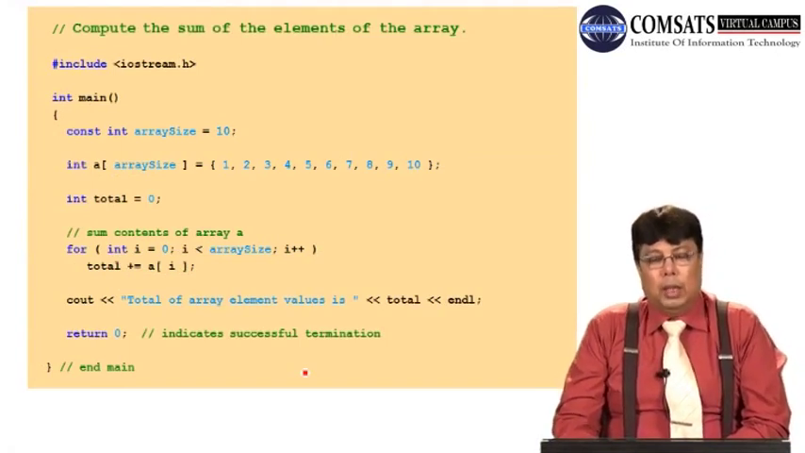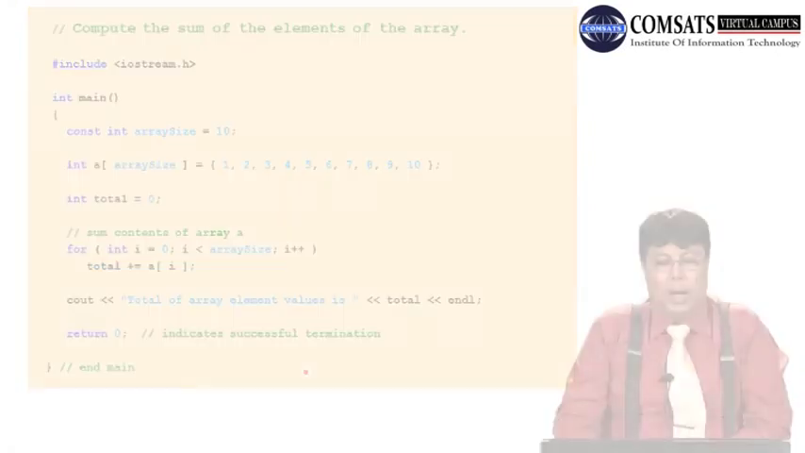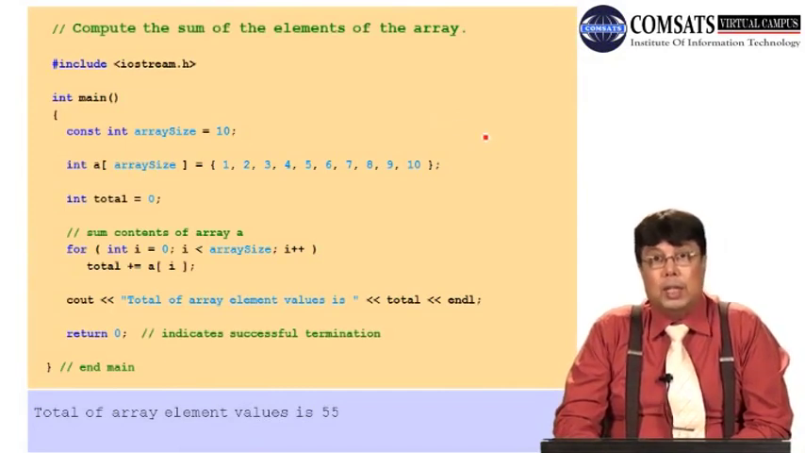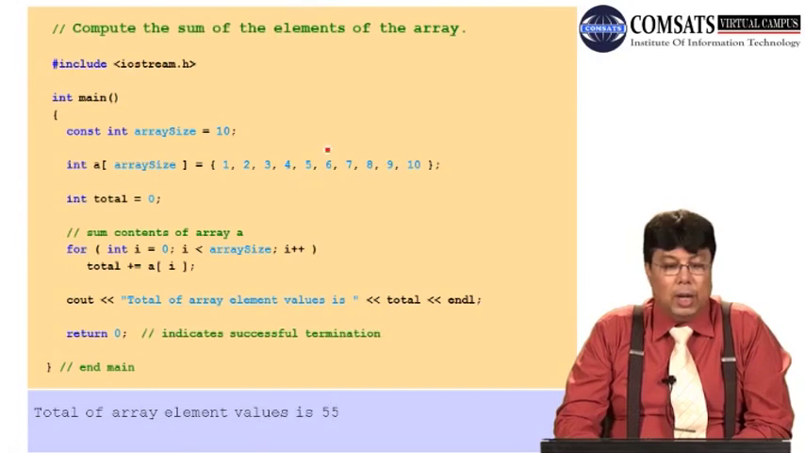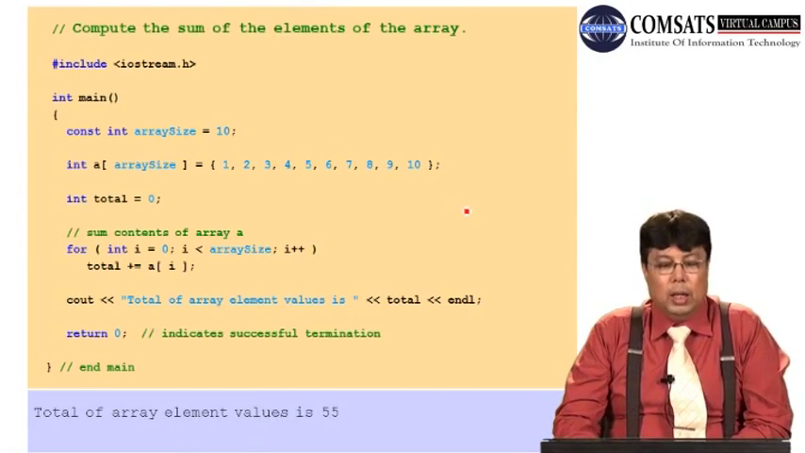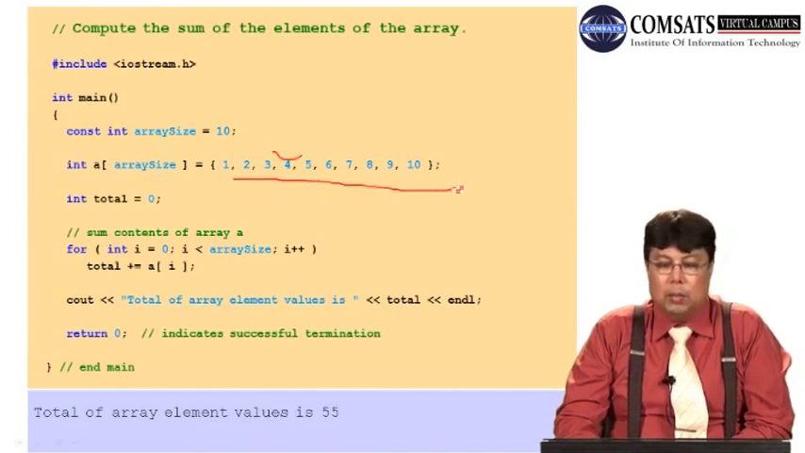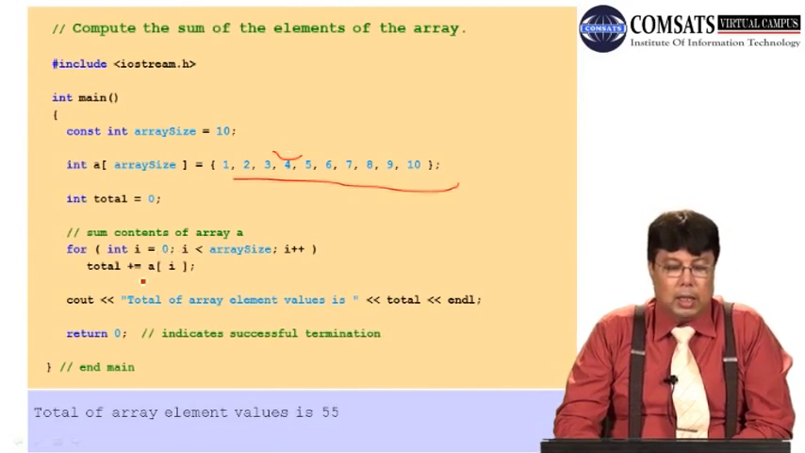Let us move further and find the sum of the array. Here we have initialized the array with values 1, 2, 3, 4, 5, 6, 7, 8, 9, 10, and then we use integer total equal to 0, and calculate the cumulative values. In the loop we calculate the value. Here is the initialization part, and here we are computing the total.